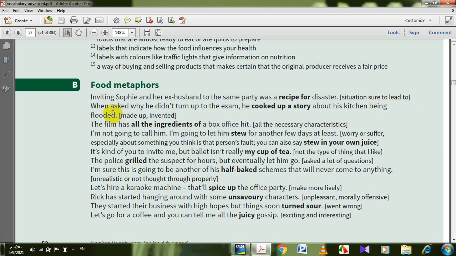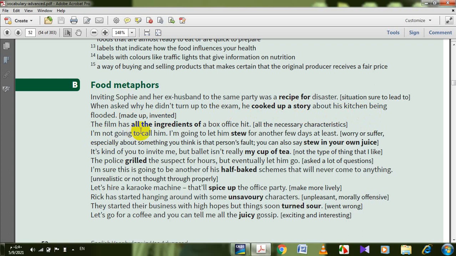When asked why he didn't turn up to the exam, why didn't he show, he cooked up a story. اختلق. He cooked up a story about his kitchen being flooded. So cook up a story means made up, invented.